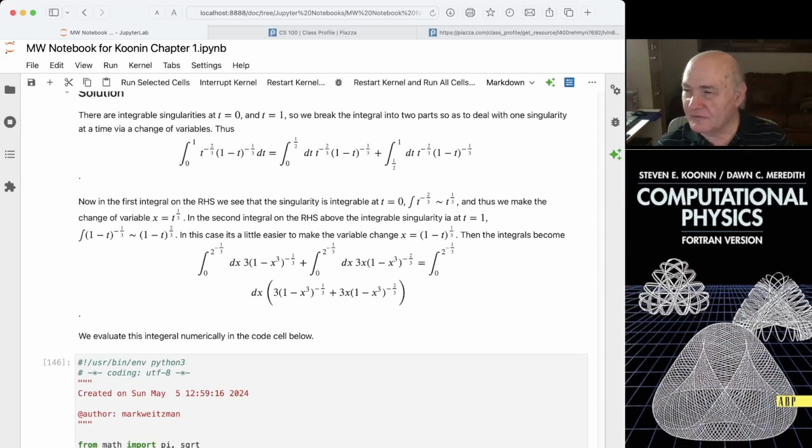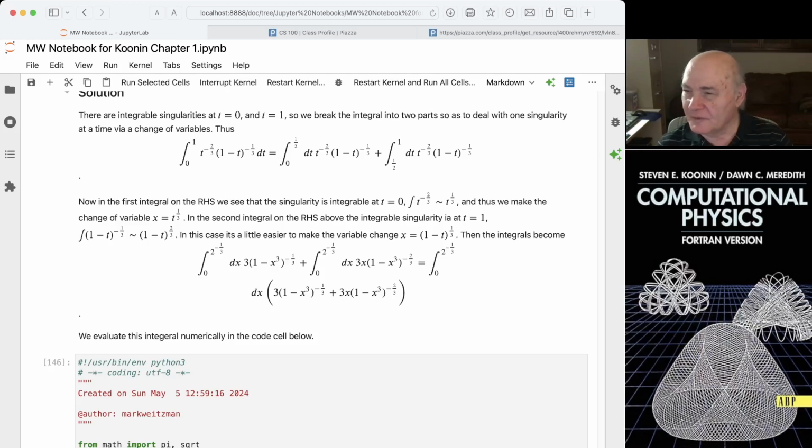Now the first integral over here, the one on the right hand side, the first one. This is integrable at 0, or at least it converges if you do it right. And if you integrate t to the minus 2/3, you get about t to the 1/3, which does in fact evaluate to 0, so you won't have a problem.